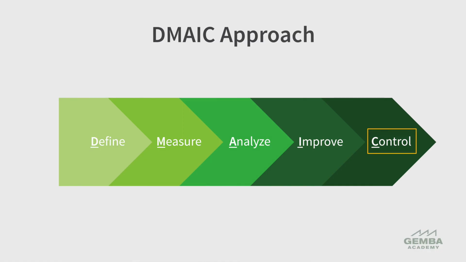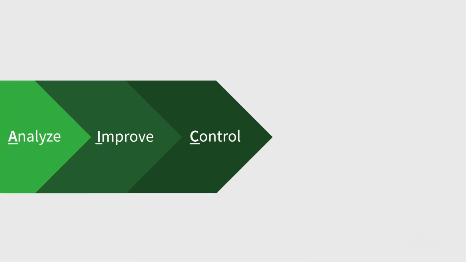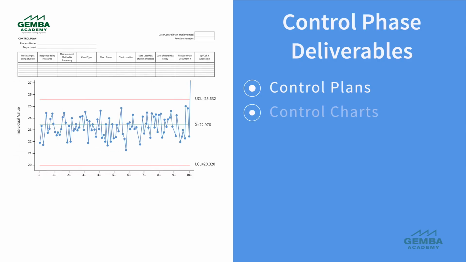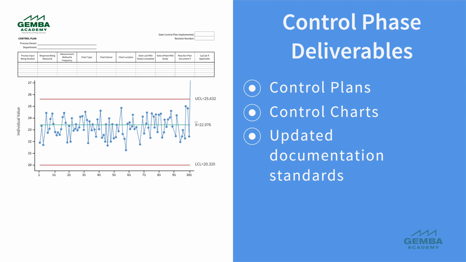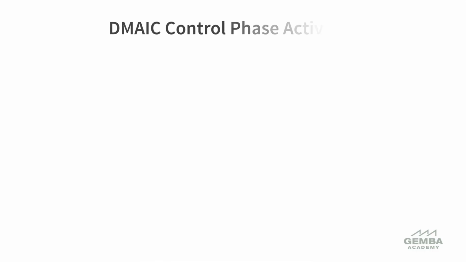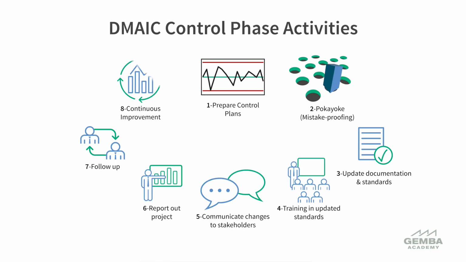In the control phase of DMAIC, our focus is to ensure that we sustain the solutions that we put in place during our project. Common deliverables of the control phase include control plans, control charts for our processes, updated documentation and standards, and a final updated project charter with the results identified. However, sustaining the results from our project requires much more than documentation. Let's review 8 control phase activities that are essential for locking in our gains.